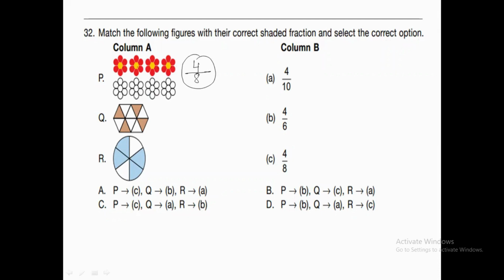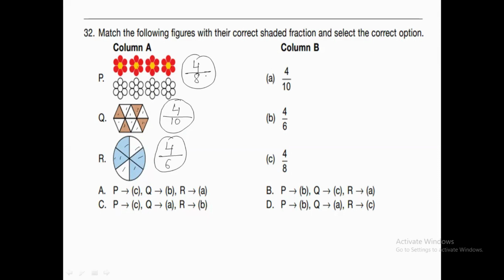Okay. Now let's move to the second one. In the second one, we can see how many parts are here. 1, 2, 3, 4, 5, 6, 7, 8, 9, 10. Total 10 parts are here. Out of this, 1, 2, 3, 4 parts are shaded. So the fraction that it is representing is 4 by 10. Now let's move to option R, which is divided into how many parts? 1, 2, 3, 4, 5, 6. 6 parts. Out of 6, 1, 2, 3, 4 are shaded. So this R is representing the 4 by 6 fraction.